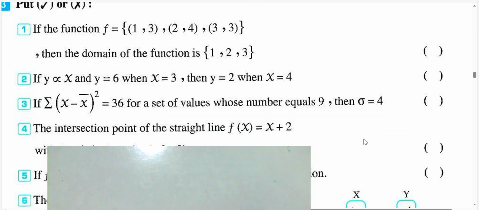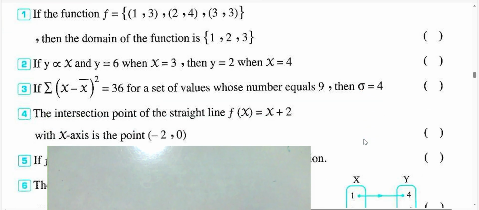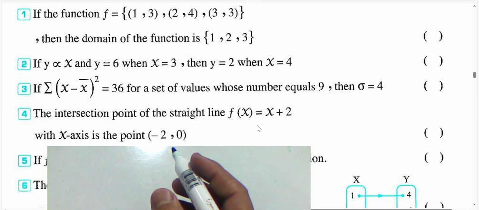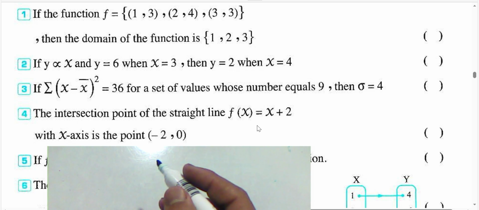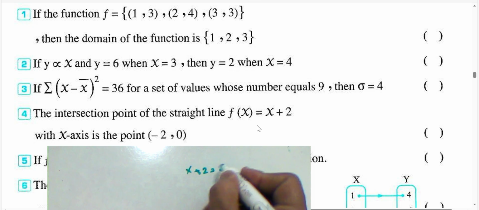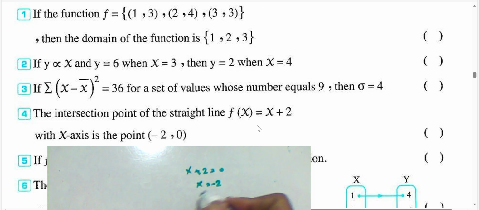Next question: the intersection point of the straight line y equals x plus 2 with the x-axis. We are asked about the intersection of the straight line with the x-axis, where y equals 0. Then x plus 2 equals 0, so the value of x is negative 2, and the point will be (negative 2, 0).